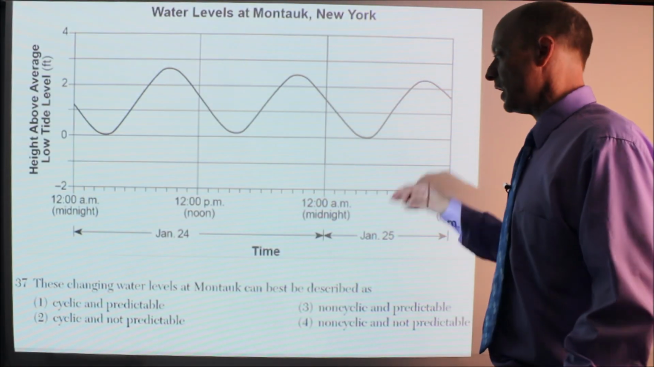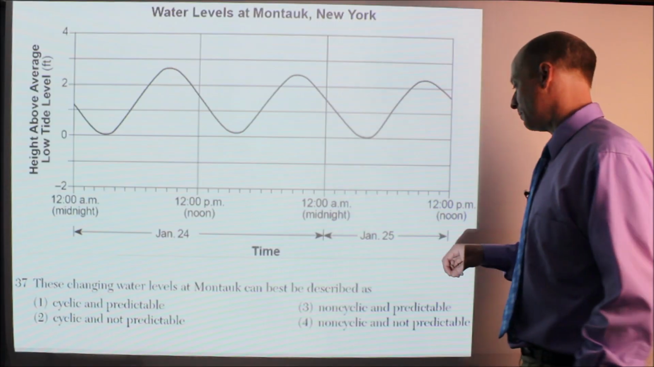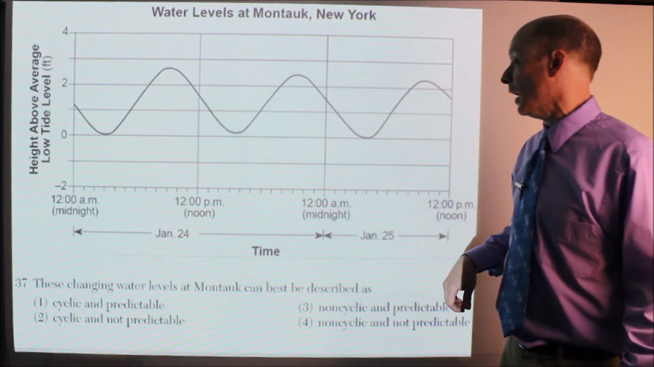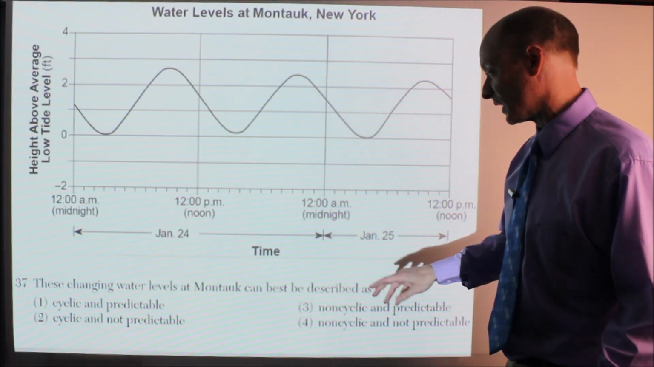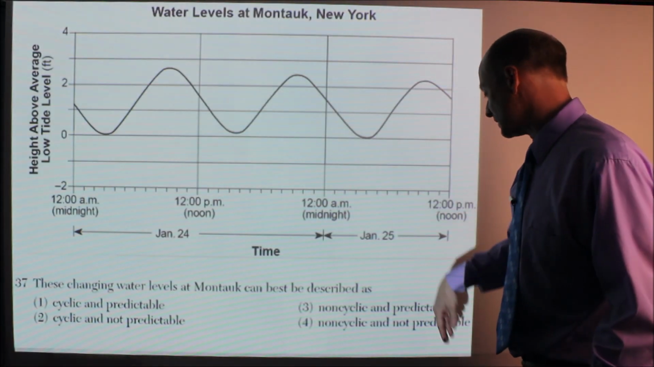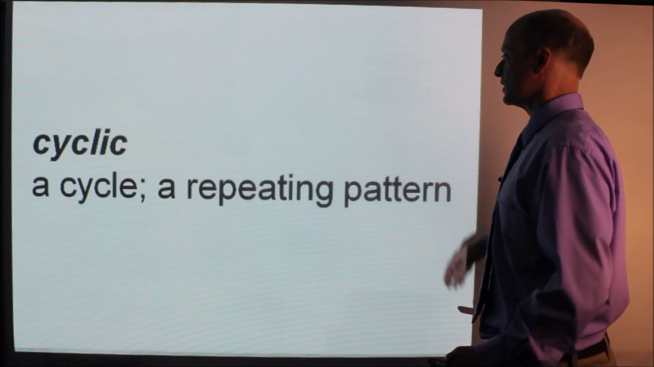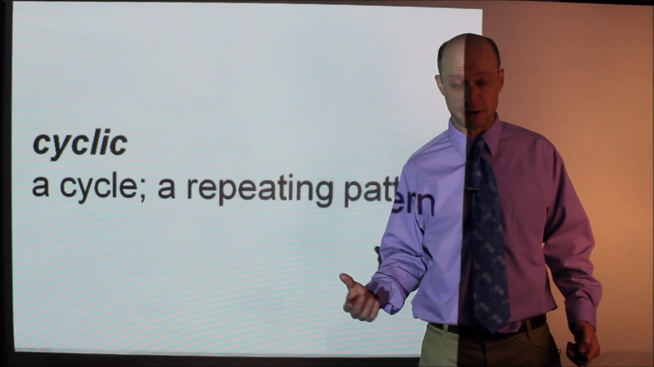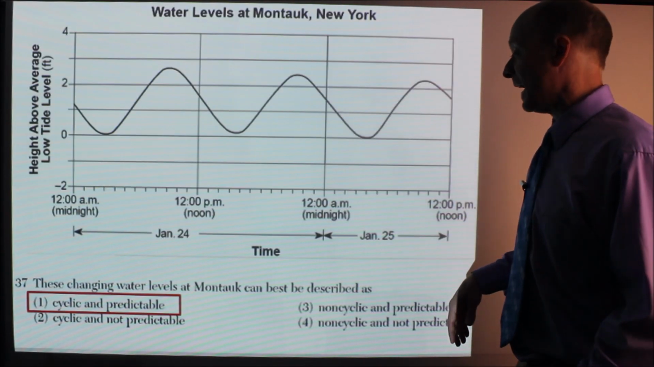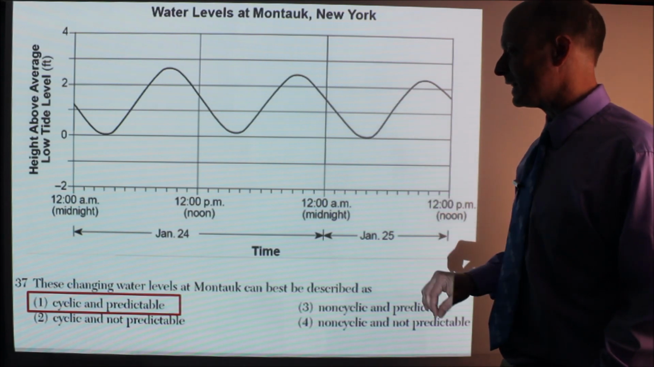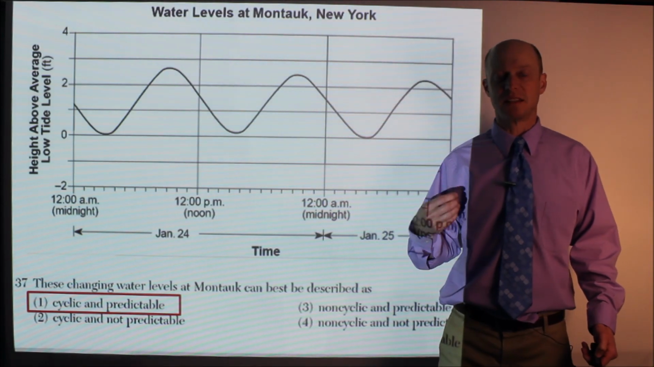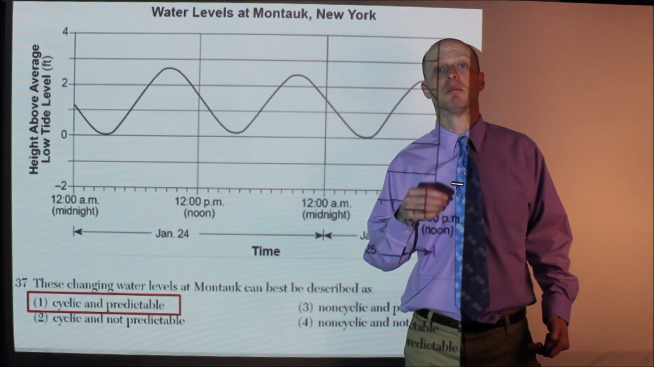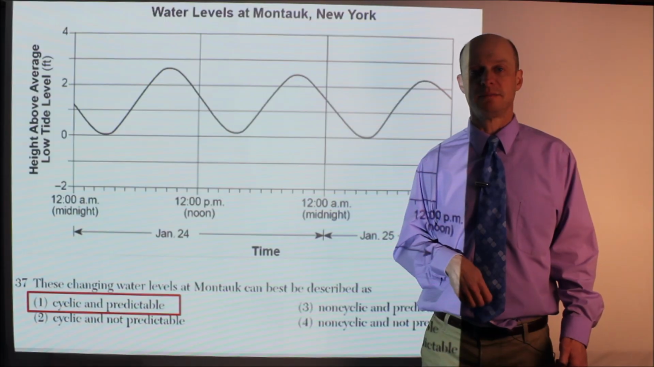37, still in the same graph. These changing water levels at Montauk can best be described as. So this is tides, and you see them going up and down. Some of our choices are: cyclic and predictable, not predictable, non-cyclic and predictable, not predictable. Let's think about what the word cyclic means. Cyclic means a cycle, some sort of repeating pattern. Therefore the best answer is going to be cyclic and predictable. We can predict the tides because they're based on Earth's motions and the moon and the sun. This is something that is predictable. So choice number 1.